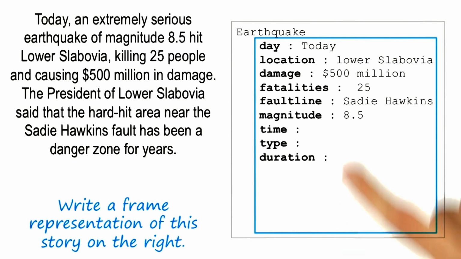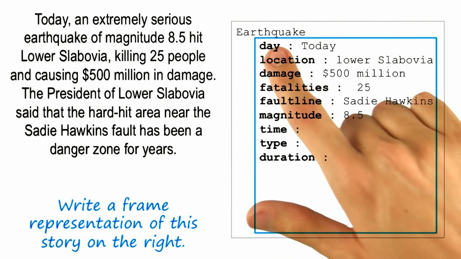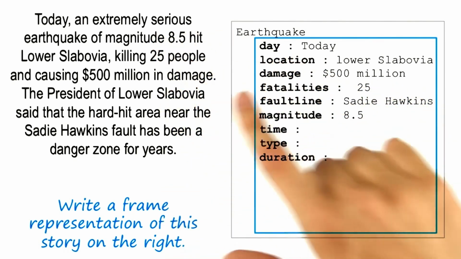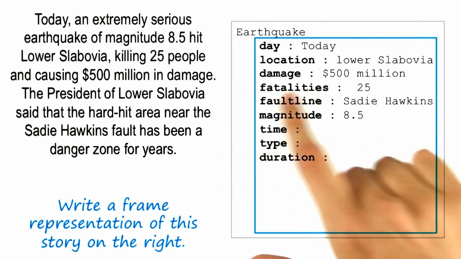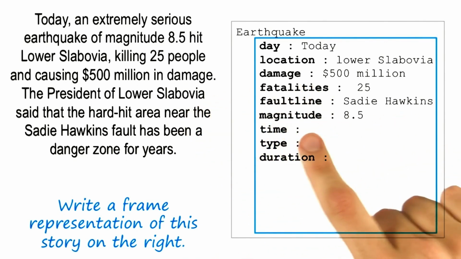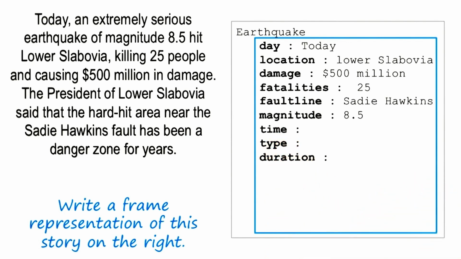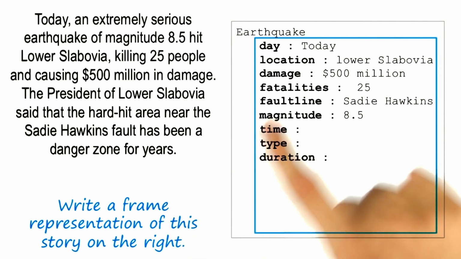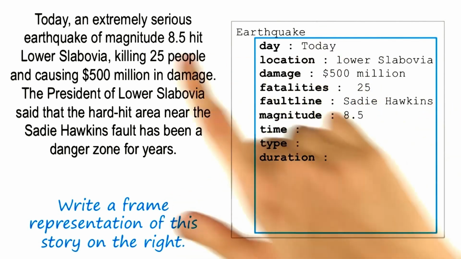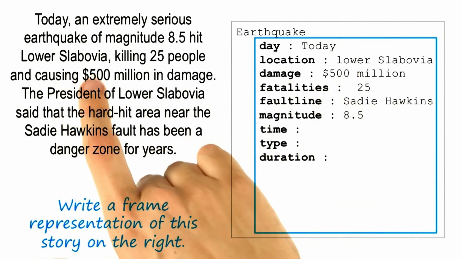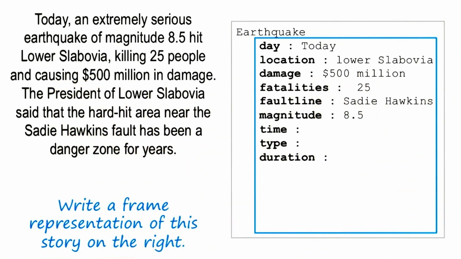So the way I did it is I started off by writing down what I knew to expect about an earthquake. I knew that earthquakes happen on a particular day, they happen in a particular location, they cause a certain amount of damage, a certain number of fatalities, they happen on a certain fault line with a certain magnitude, they occur at a certain time, there are different types of earthquakes, and they all have a certain duration to them. I then went to the story to try and find the fillers for the slots I had just written down. So the time was today, the location was Lower Slobovia, and so on. Some slots didn't have fillers in the story, but that's all right.